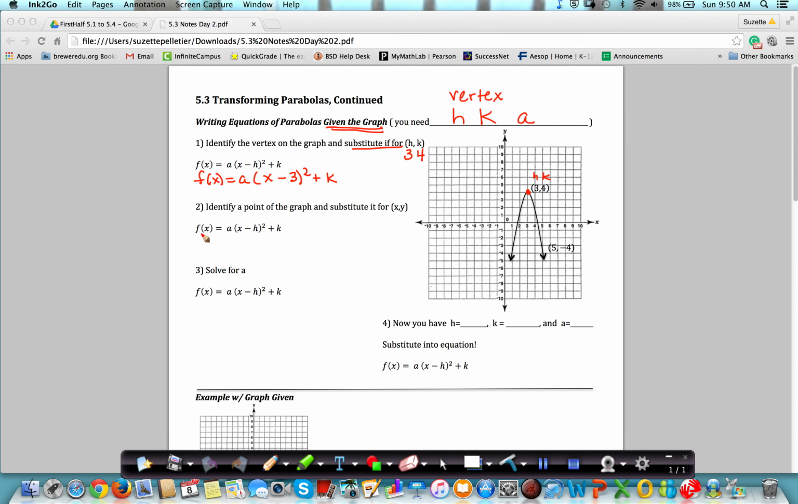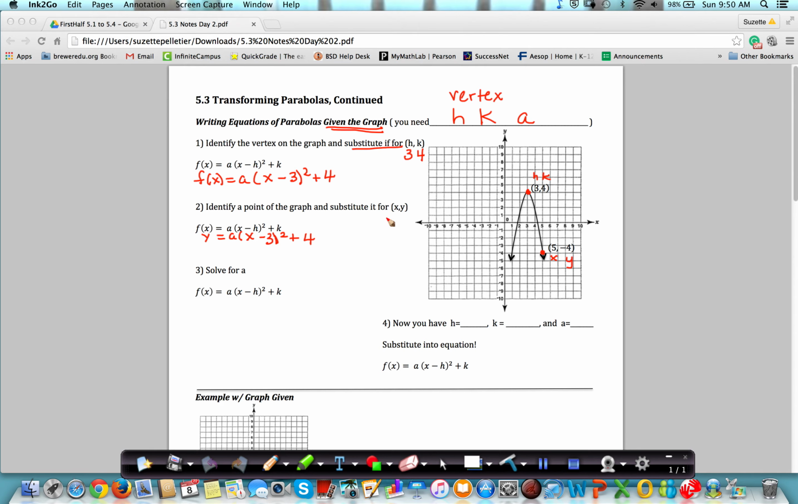Step 2, identify a point on the graph and substitute it in for x and y. And remembering that y is also the same thing as f of x. So this says y equals a times x minus 3 squared plus, and I wrote k instead of 4, so let me fix that. Plus 4. So right now this is what my equation says, and I've chosen this point over 5 down negative 4 right here because it appears like it's crossing directly on that spot. So that's going to be a point on the graph.